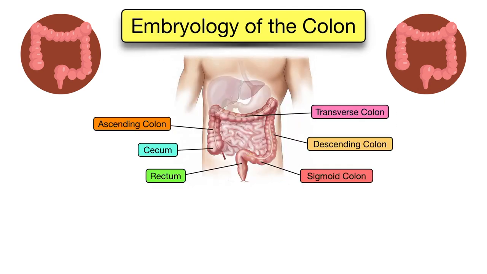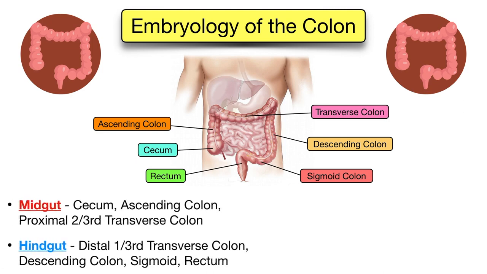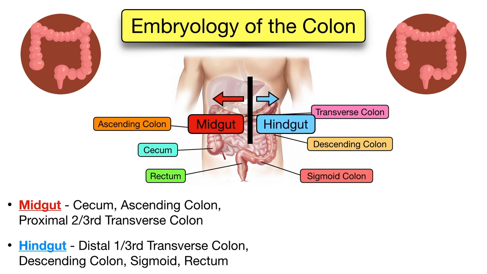We're just going to touch very quickly on the embryology of the colon. The colon embryologically is both a midgut and hindgut structure. The cecum, ascending colon, and proximal 2/3 of the transverse colon develop from the midgut. The distal 1/3 of the transverse colon, the descending colon, the sigmoid colon, and the rectum are all derived from the hindgut. So you can see how the first part of the colon up to the black line develops from the midgut, and the rest of the colon is from the hindgut.